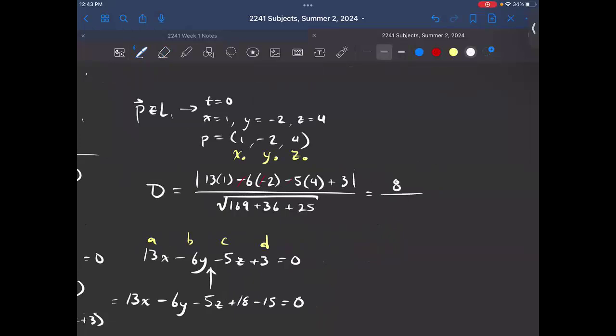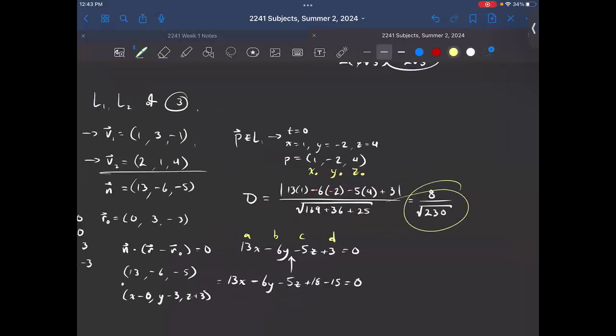And on the bottom, we get, okay, 169 plus 36 is 205, plus 25 gives me 230. So the square root of 230 on the bottom. Hopefully I got that one correct. Yeah, I don't think we can simplify that very much or at all. And so you would have to put this into a calculator. But this is our distance between these two lines. Okay, so that's it for our examples for section 1.